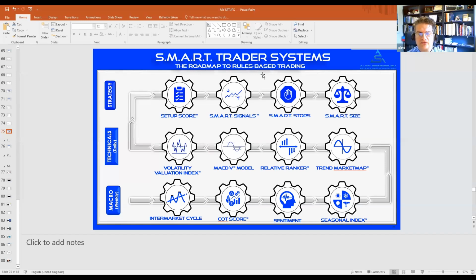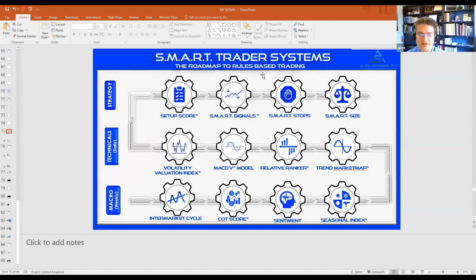So I've always been a fan of macro and how to combine these with technicals. Now the trick is how do you decide on which time frame each fundamental factor is important, and of course which fundamental factors to use. So this is my roadmap. This is the methodology I use.